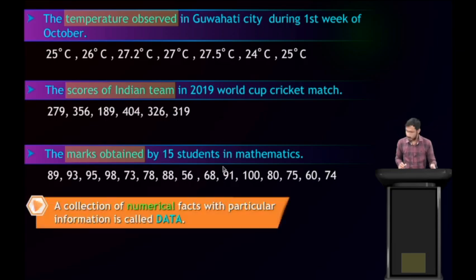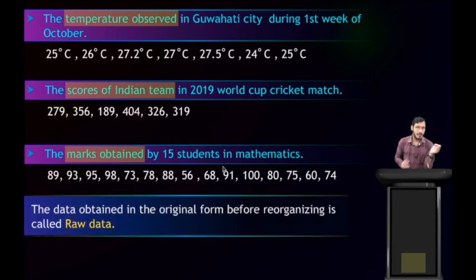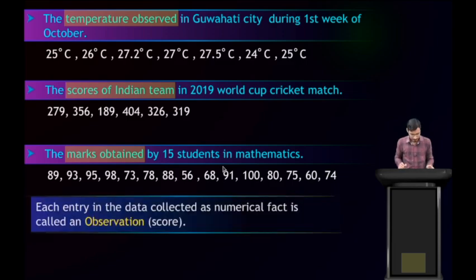Okay, so a collection of numerical facts with particular information is called data. And the data obtained in the original form before reorganizing is called raw data. Raw data is the data obtained in the original form before reorganizing. And each entry in the data collected as numerical fact is called an observation.